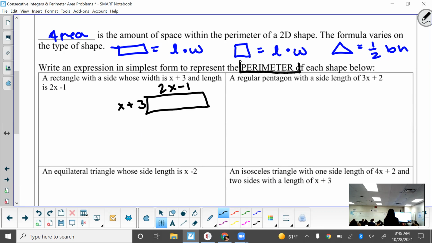So how do I find perimeter? Add up all the sides. Now, am I only adding these two sides? No, you have to add all the sides. So I could label all of these to make it easier on myself. Now, I could write 2x minus 1 plus 2x minus 1 plus x plus 3 plus x plus 3. But how can I shorten that process instead of writing this big old sentence?